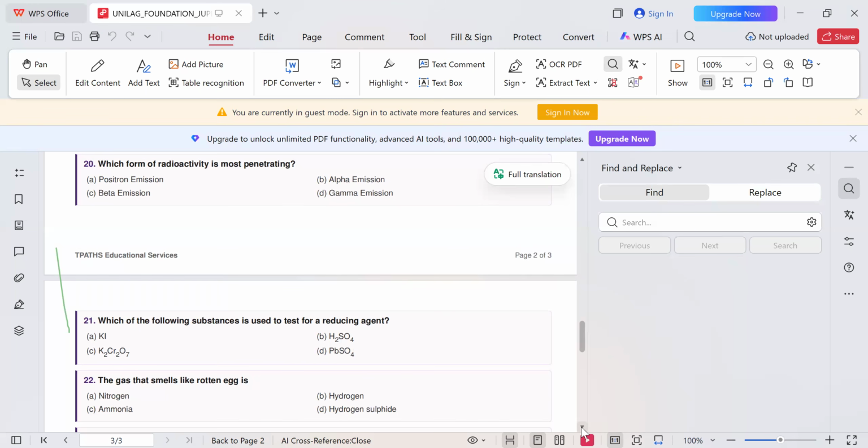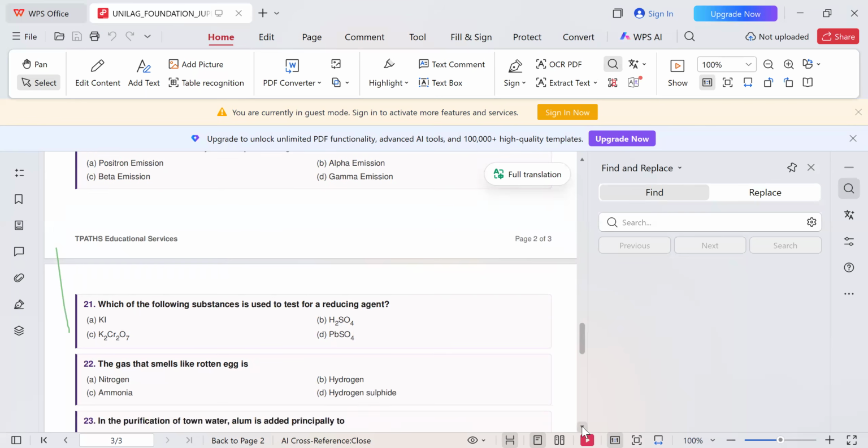Now we have A, B, C, D. So the answer is C, potassium heptaoxodichromate(VI). That's the answer. Number 22, the gas that smells like rotten egg is hydrogen sulfide, H2S. So that's D, number 22 is D.